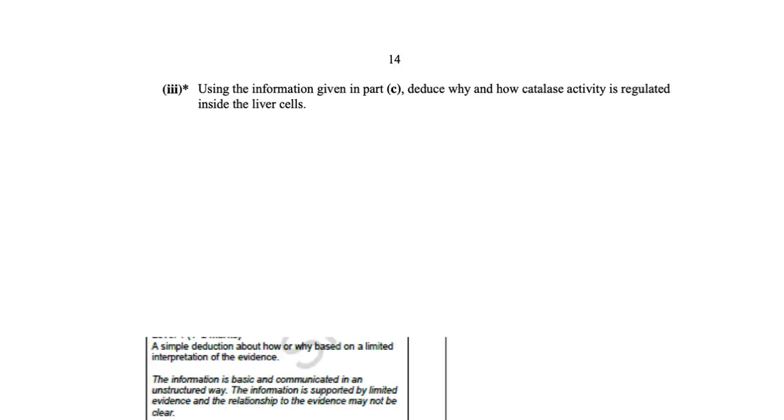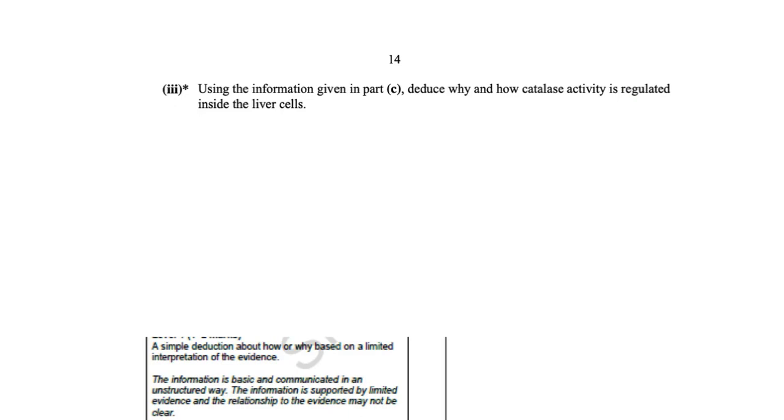So this says using the information given in part C. Now the crucial clue that they give you there is that the catalase is contained within peroxisomes, which have a single membrane around the outside of them, and they're in the cytoplasm. Deduce why and how catalase is regulated. So regulated is how much of that catalase is present.